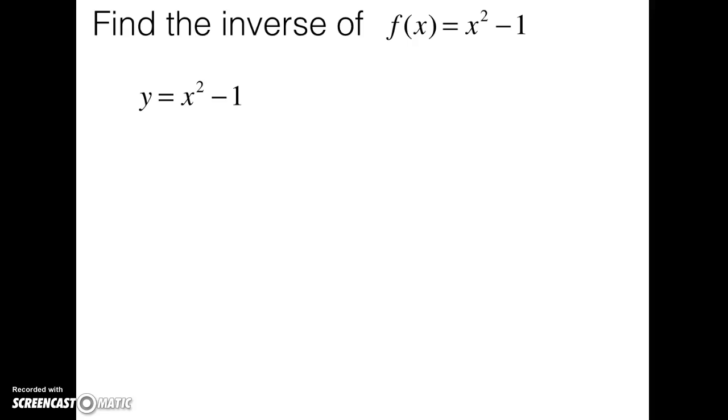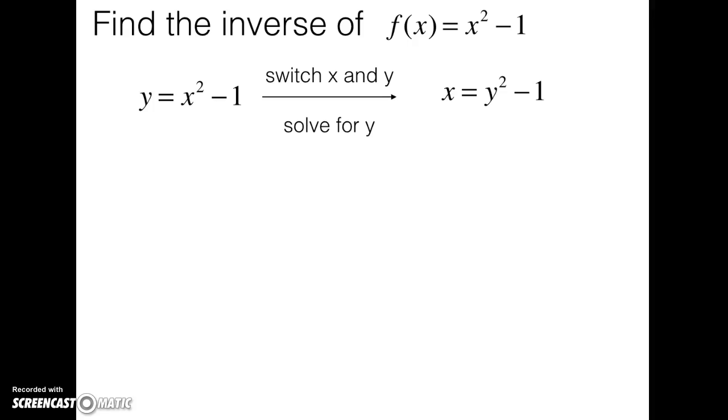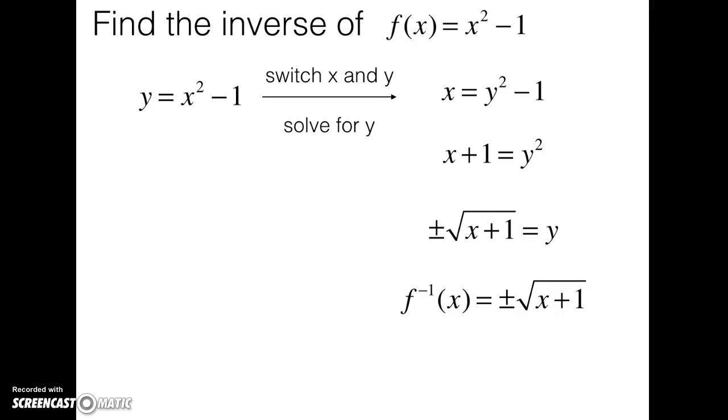The next example we have is y equals x squared minus 1. So we're going to do it the same way. We're going to switch the x and y values and solve for y. So we add 1 to both sides. We take the square root. The inverse of f of x is equal to plus or minus square root of (x plus 1).